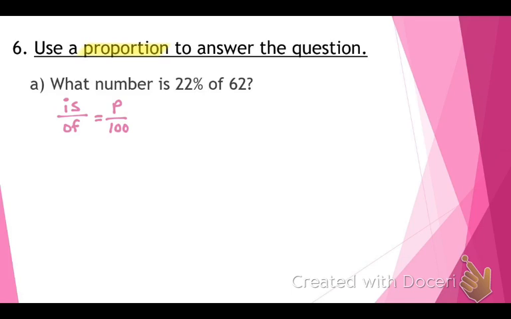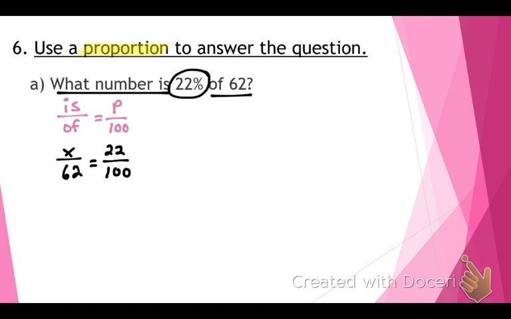So now, if I just break this down, it's very simple to see: what number is 22% of 62. Emma, what's my is? We don't know what it is yet. What's my of? 62. What's my P? Okay, so I'm just going to stick it in because 22% means 22 over 100. All right, so now we're going to cross multiply. Gabby, what do I do? You put 100x equals 62 and then 22 in parentheses. Okay, Michael, what is 62 times 22?